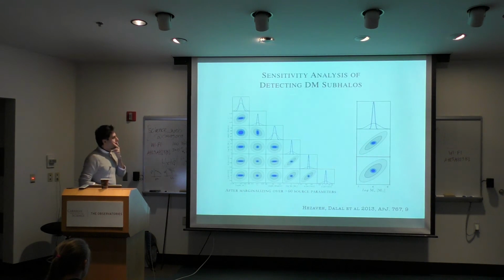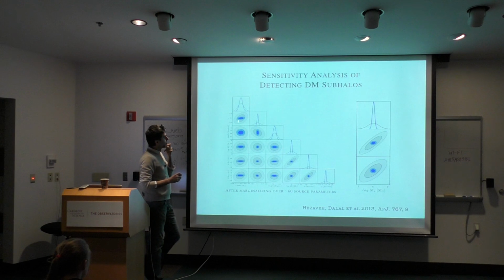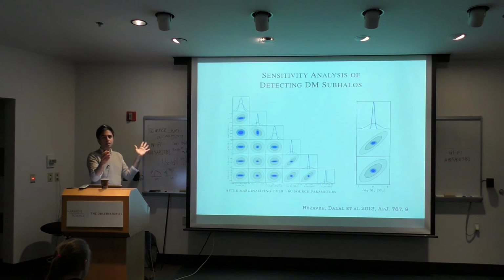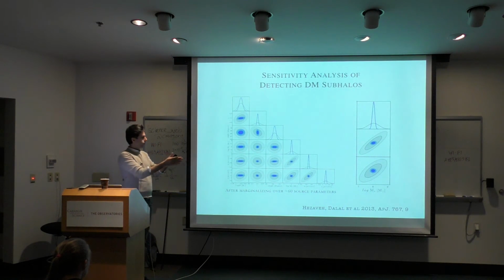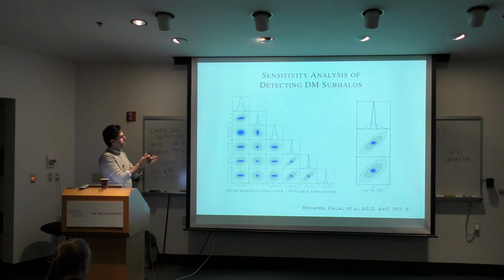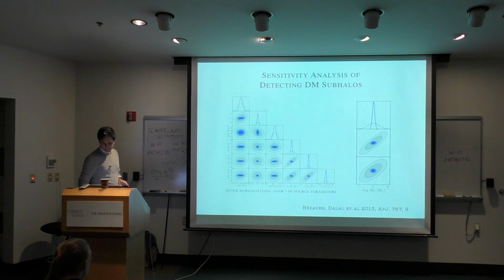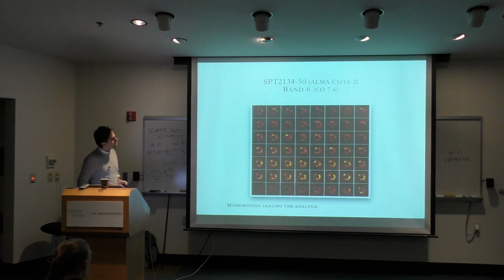This was work from a few years ago. We did a Fisher analysis for combining these data, first integrating over them and then modeling them. That's the gray contours that you see, versus having the 3D information, which is the blue ones. This is the mass of the subhalo. You can see we actually gained a lot of information from that. We're just in the process of doing that.